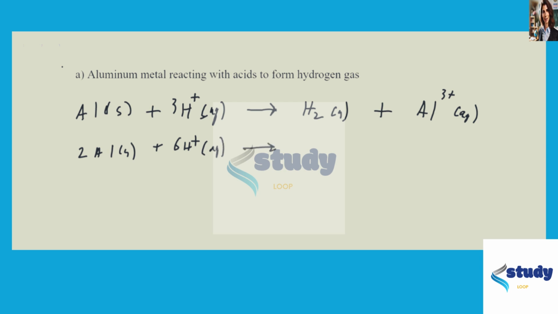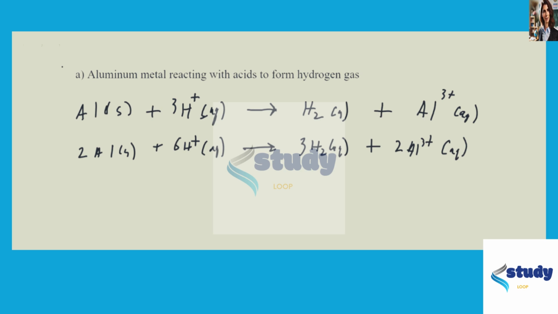Goes to 3H2 plus 2Al3+. You see that we've got a +6 charge on the left, +6 charge on the right. We also have 6 hydrogens on the left, 6 on the right, 2 aluminums on the left, and 2 aluminums on the right. So this reaction is balanced.